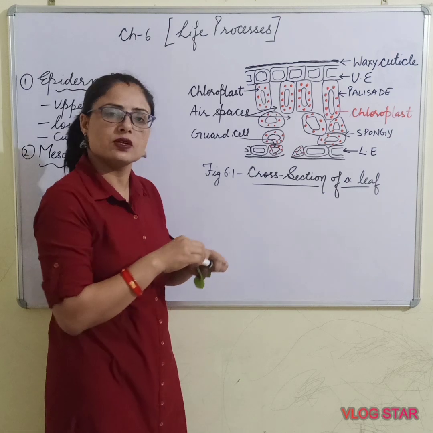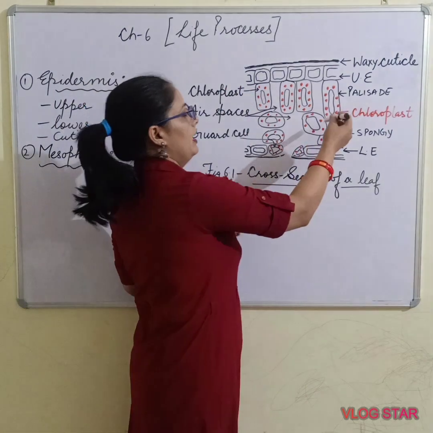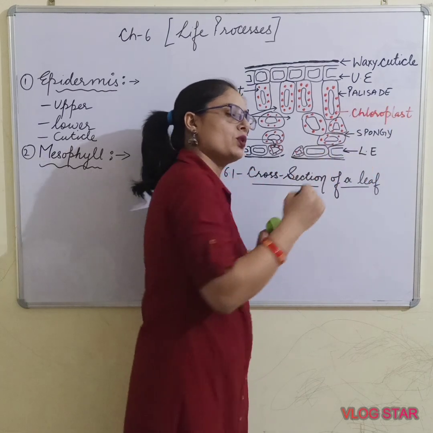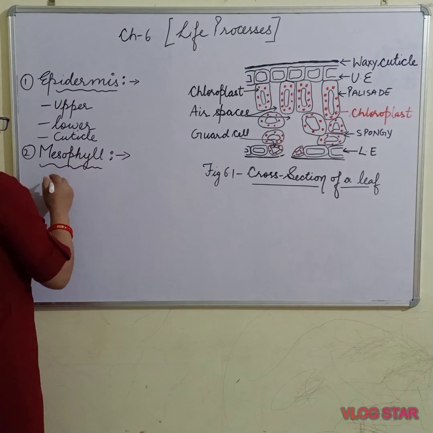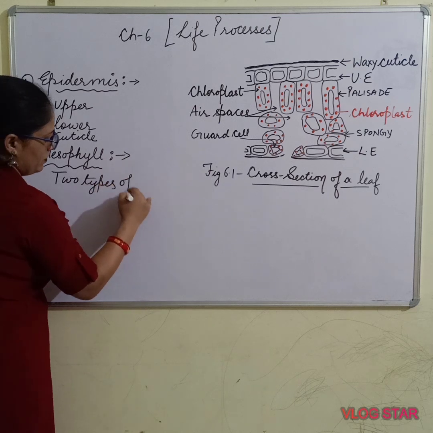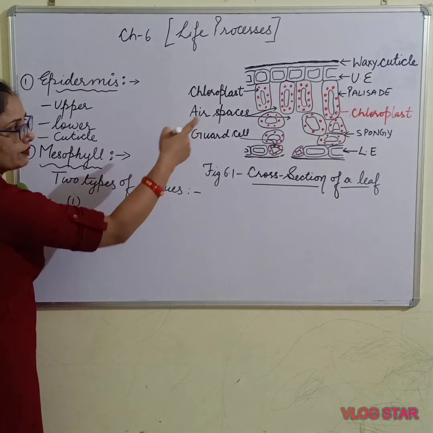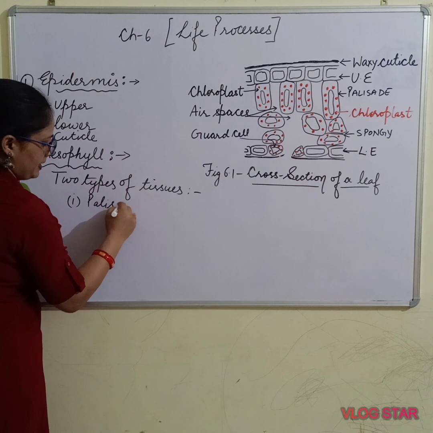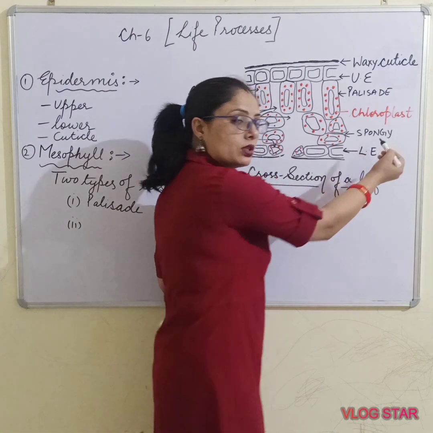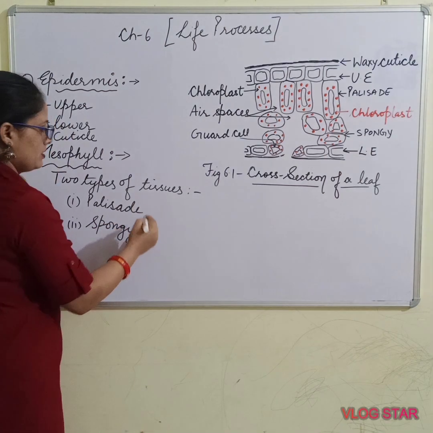So there are two types of cells present in this area of mesophyll, which means the mesophyll is composed of two types of tissues. The first is the palisade parenchyma. I am writing here, there are two types of tissues: first, I have written here at the top, you can see, palisade, and the second, it's written here, spongy. Clear? Now let's discuss these two.